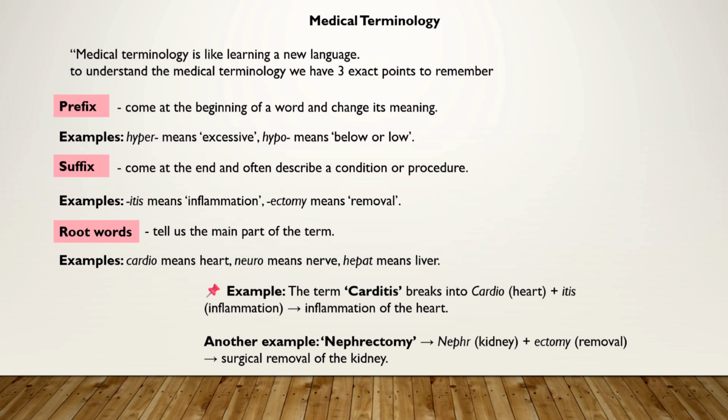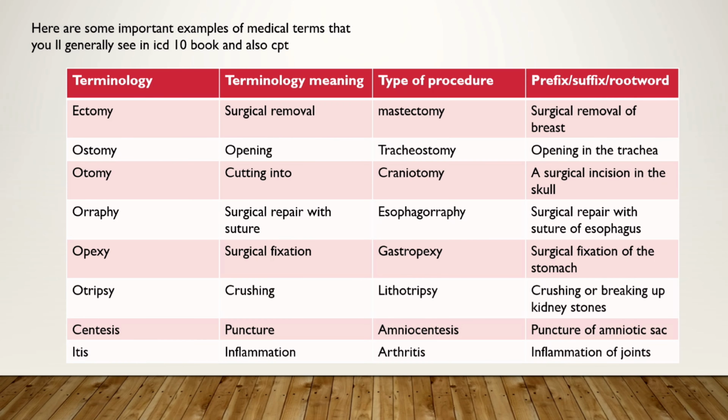By this you will get to know what exact process was done for the patient by understanding medical terminology. If you don't know what carditis is, you won't understand what the patient is going through and how to code the patient's condition. This is why understanding basic medical terminology is so important. There are many medical terms like this, and I'll post many of them in the description as a document. So just check it, and we'll look into some more examples of medical terms which we will generally use in the ICD-10 book and also in the CPT book.